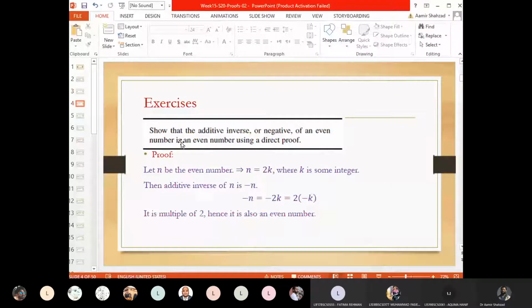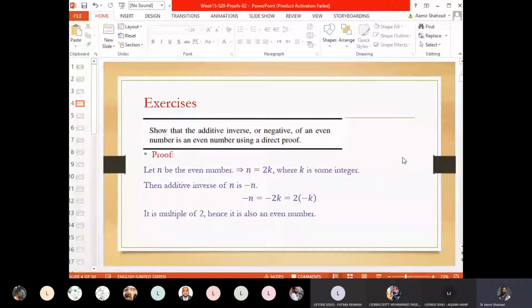Next, show that the additive inverse or negative of an even number is an even number. I mean, it's quite obvious, but we need to formally prove it. अगर हम कोई भी नंबर लें उसका एडिटिव इनवर्स क्या है कि एक नंबर को अगर हम इसके एडिटिव इनवर्स में ऐड करें, a number plus its additive inverse, so we get additive identity which is 0.